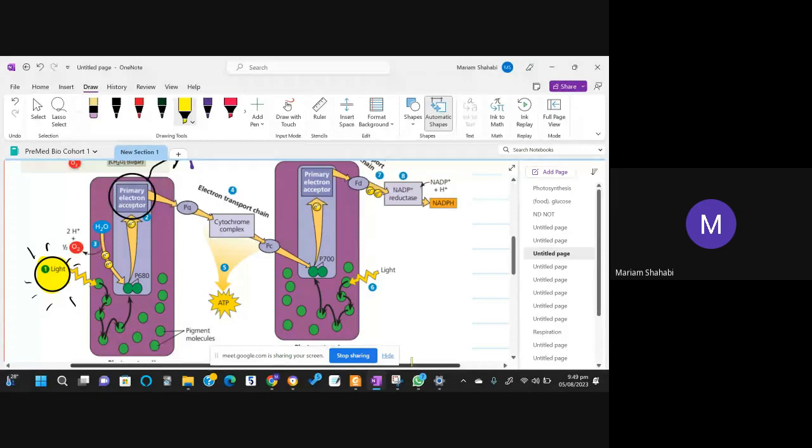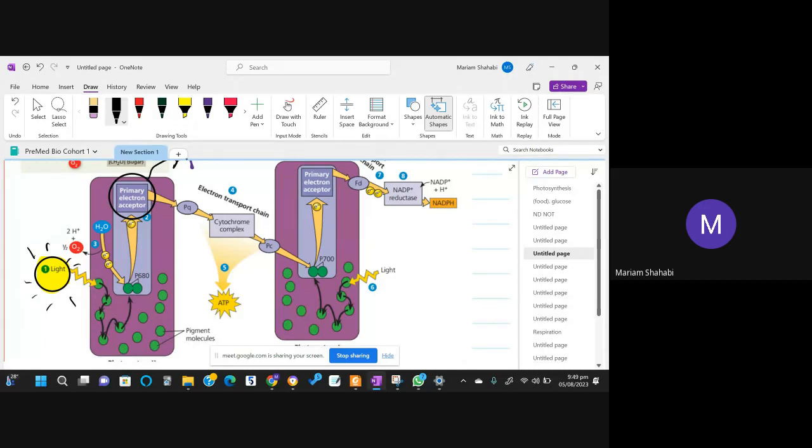So any pigment molecule जिस पे light पड़ती है, that gets excited, and when it gets excited, it releases electrons, and then those electrons are transferred from pigment to pigment to pigment molecule until they reach the reaction center. अब ये reaction center है, ठीक है.